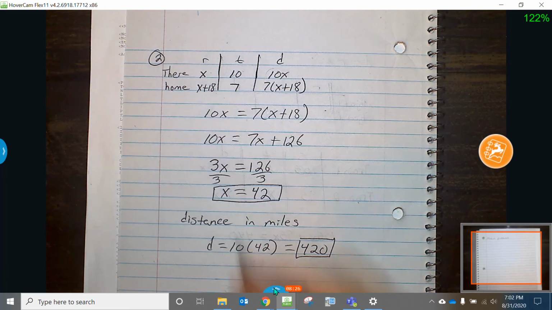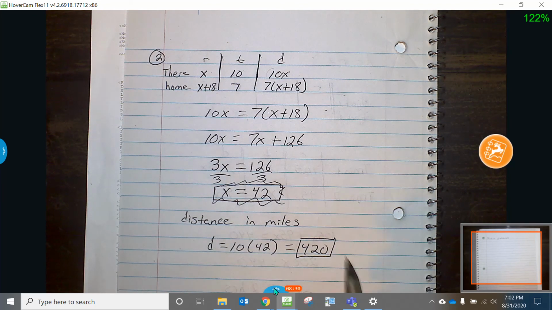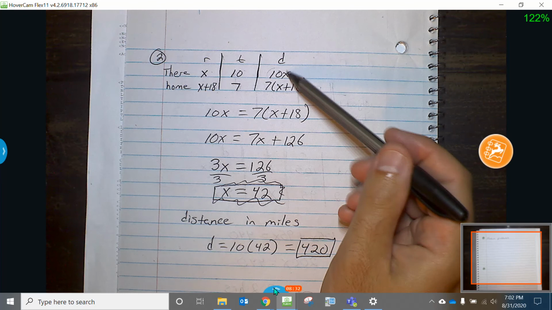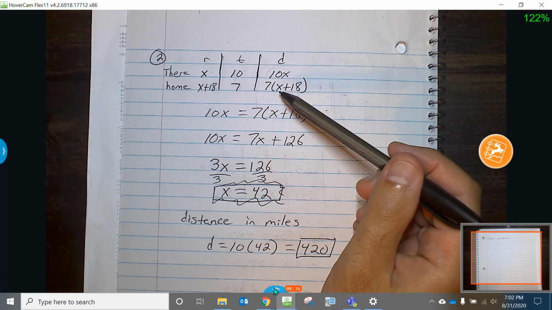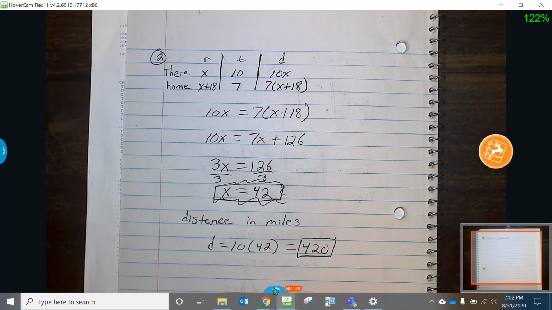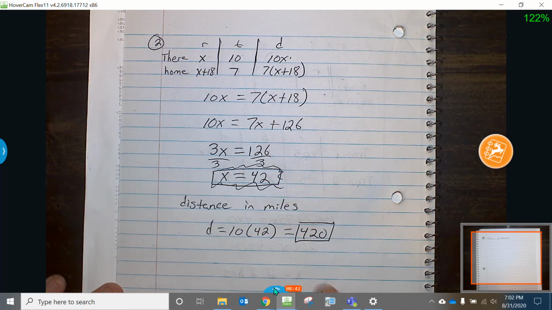So that wasn't the answer, I just needed to get to the answer. So to find the distance here, we go 10 times 42, or you could have done 7 times 42 plus 18. They would work in either. This was just a lot easier. Okay, so there's our distance in miles, 420.